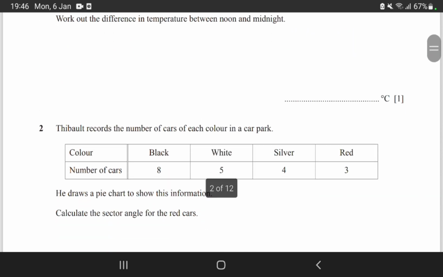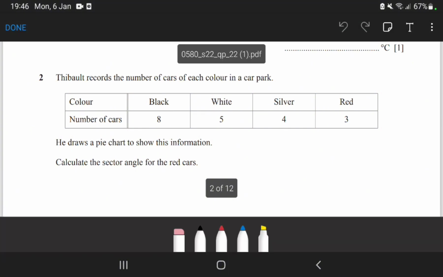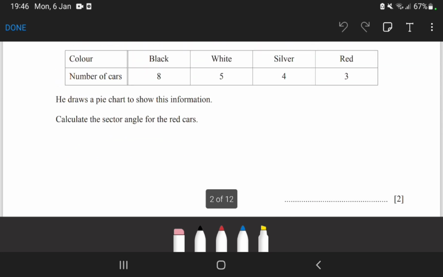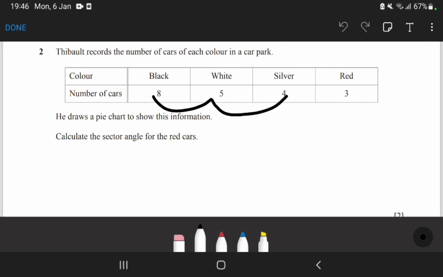So to start, we're going to do question number 2. First of all, we need to find the total amount of cars. So we're going to be doing 8 plus 5 plus 4 plus 3, which will give us 20. Okay? So that means the total amount of cars is 20.